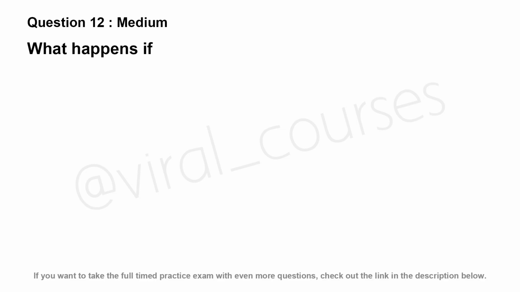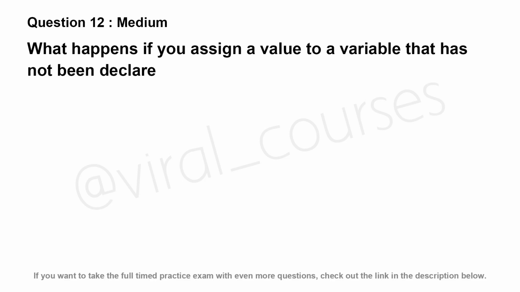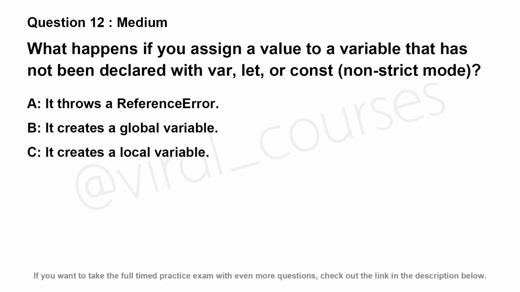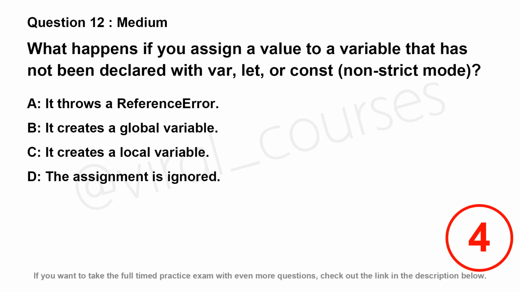What happens if you assign a value to a variable that has not been declared with var, let, or const? Non-strict mode. Option A, it throws a reference error. Option B, it creates a global variable. Option C, it creates a local variable. Option D, the assignment is ignored.